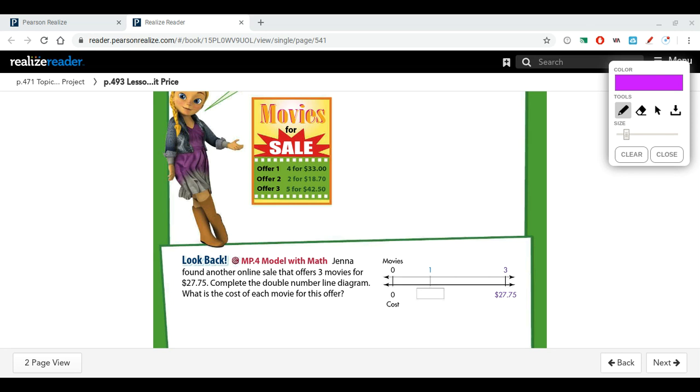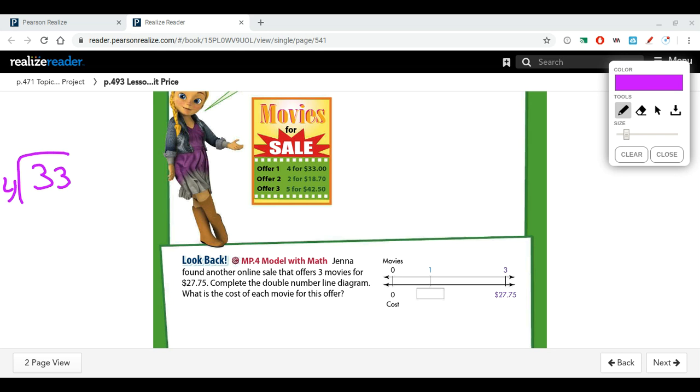So we have offer 1 is 4 for $33, offer 2 is 2 for $18.70, and offer 3 is 5 for $42.50. And so the first thing that we need to do is we need to go ahead and find the unit price. And so if I have 4 for $33, to find unit price, I'm going to do 33 divided by 4, and then that will give me how much one movie costs.